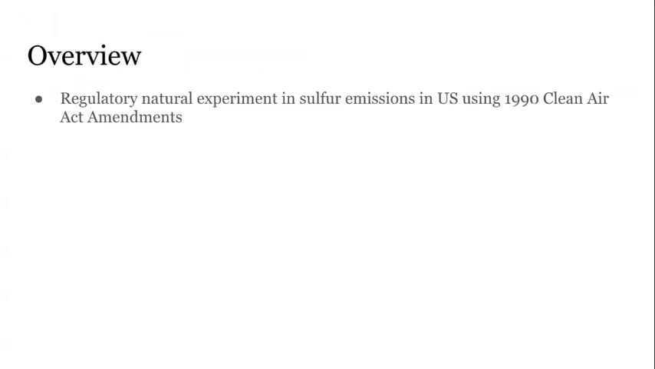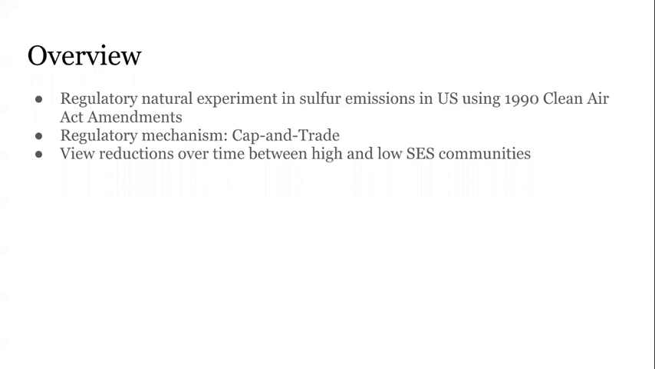In terms of an overview, there is a regulatory natural experiment in sulfur emissions in the United States that we can look at. It began in 1990 when the United States federal government passed the Clean Air Act amendments of 1990. The regulatory mechanism that creates this natural experiment is the cap and trade program. Cap and trade has been used in a number of ways globally by different governments, but here in the United States, in particular, cap and trade was the main mechanism used in the 1990 Clean Air Act amendments.